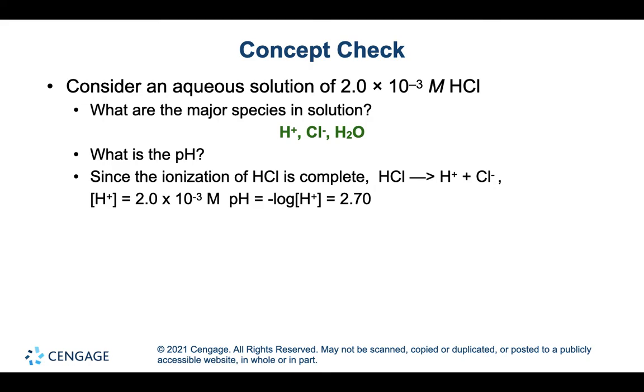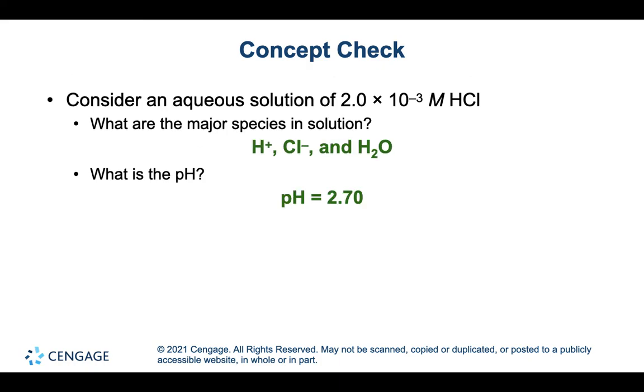So that would be an acidic solution, a pH less than 7. And that's because your strong acid, even though it was fairly dilute, 2 times 10 to the minus 3 molar, it did give you quite a bit of H plus. So here's a summary of the 2 parts to that question.